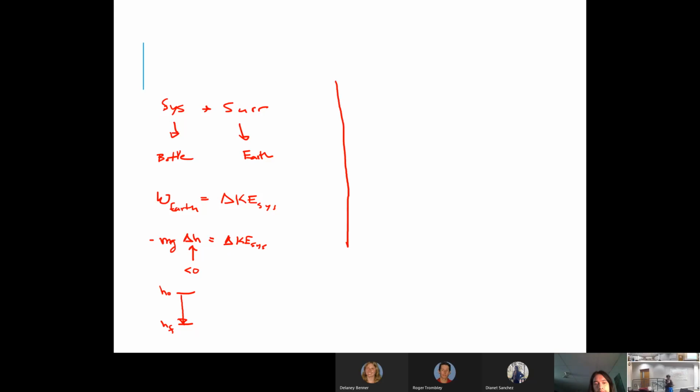Now, that's not the only way to do it. You could, similarly, decide to choose a different system and different surroundings. Like I said, there are good choices and there are bad choices. Here, there's a second choice that's completely equivalent to the first. The only thing that changes is how you account for the energy. So let's put both the bottle and the earth into the system, and I'll put nothing in the surroundings.